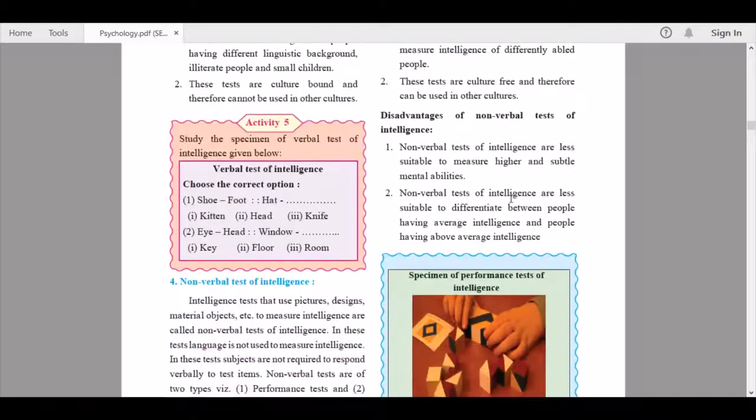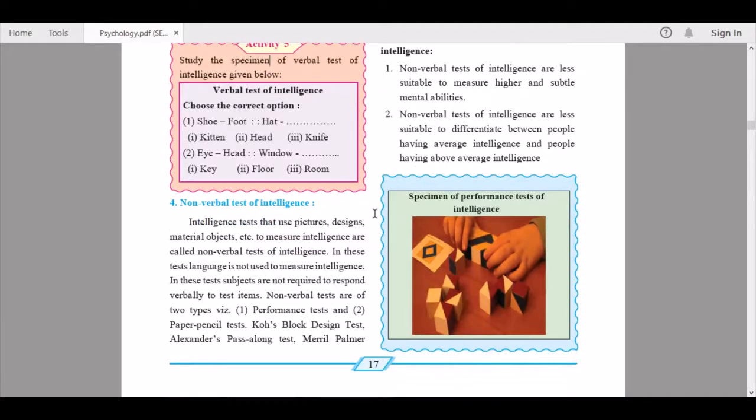Then we continue to activity number 5. Please discuss this with your friends so that you can get a better answer for these verbal tests. Then we continue to unit 2.4's pointer number 4, non-verbal test of intelligence.